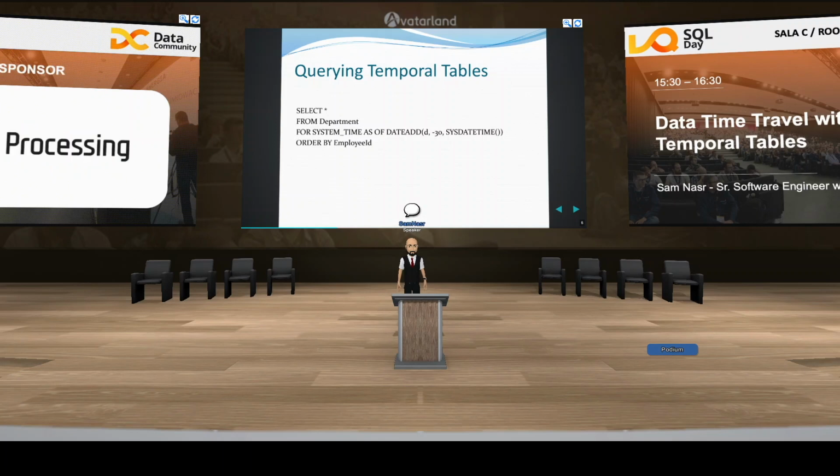But now that we have a temporal table, we're specifying that we want to look at the system time when those records were valid. And so we're specifying FOR SYSTEM_TIME AS OF a date, and here we're looking at the system datetime, and we're subtracting 30 days from it. So basically, it's retrieving everything from the Department table, all the rows, going back to 30 days.